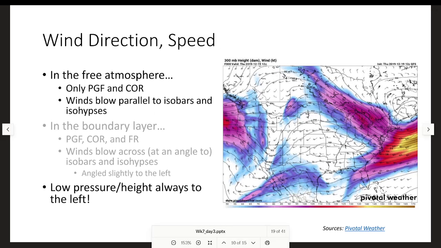So this is the upper levels. Yeah, so you can see the winds. They're blowing along with these height lines. So these are height lines here.